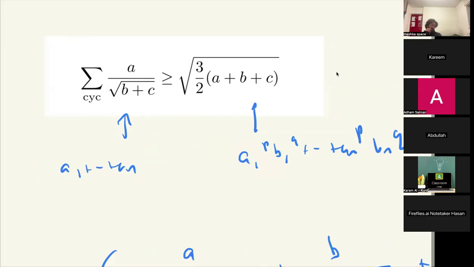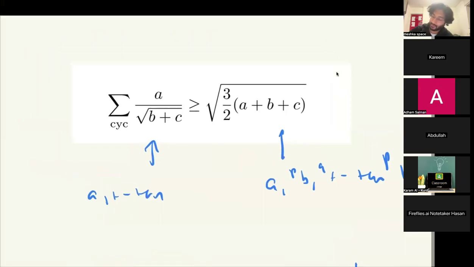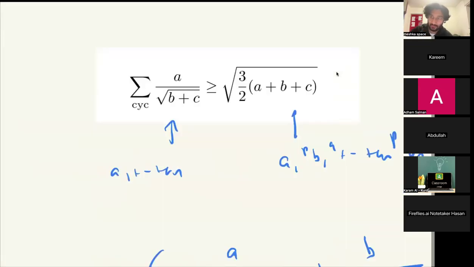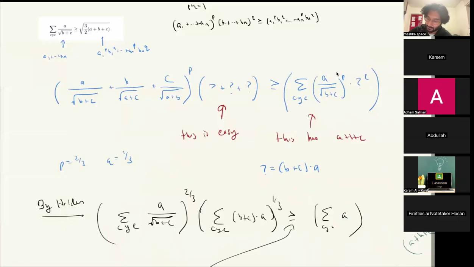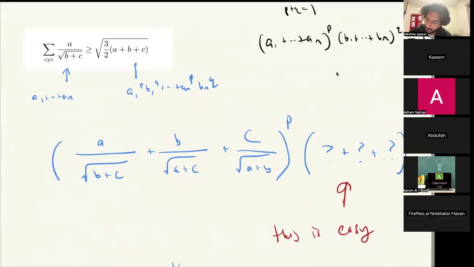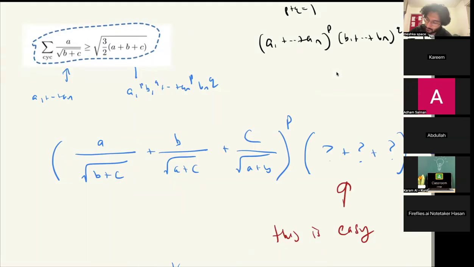So the trick is, if you want to apply Jensen to a homogeneous inequality, usually you have to dehomogenize. So if you want to solve this with Jensen, let's take this inequality and see if we can copy.